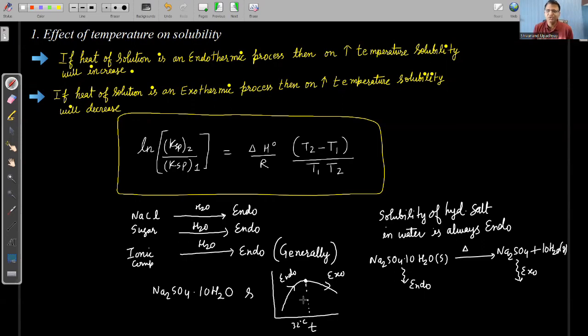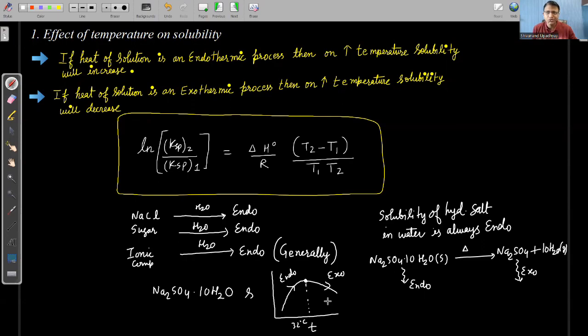If you don't know whether dissolution is endothermic or exothermic, don't comment on what will happen. If you know, then if it is endothermic, on increasing temperature, solubility will increase. If it is exothermic, on increasing temperature, solubility will decrease. Right? So this is about the first factor, the effect of temperature on solubility.